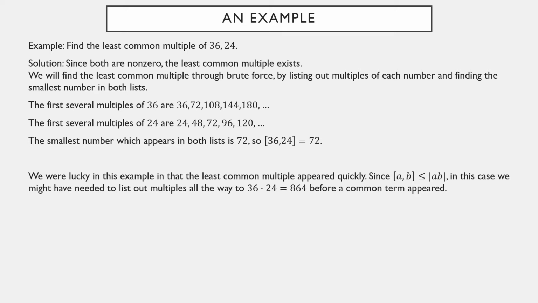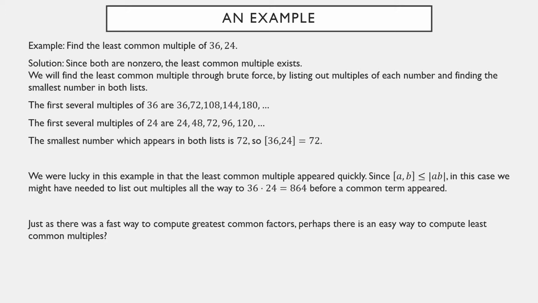We were lucky in this example that the least common multiple showed up pretty quickly. We do, however, know that the least common multiple is no larger than the absolute value of the product. So in theory, if we went all the way out in both lists to 36 times 24, so I keep listing out multiples of 36 until I reach 864, and I keep listing out multiples of 24 until I reach 864, then I will have a common multiple, specifically 864, and maybe I will have found one earlier. But by that point, the LCM will definitely have shown up.